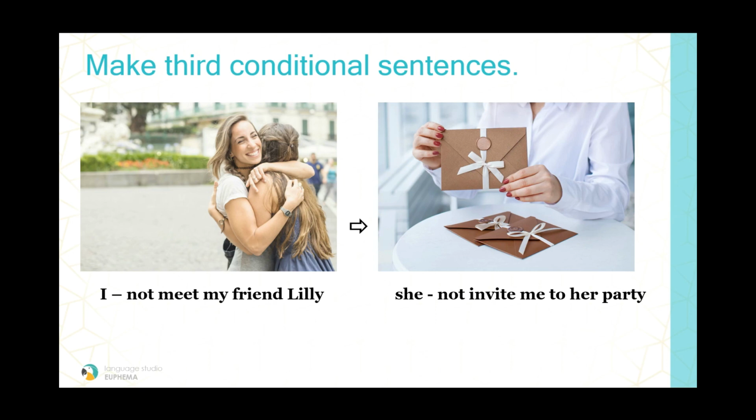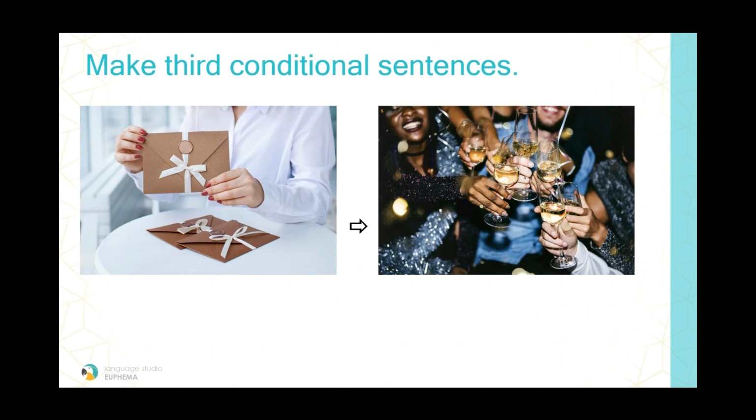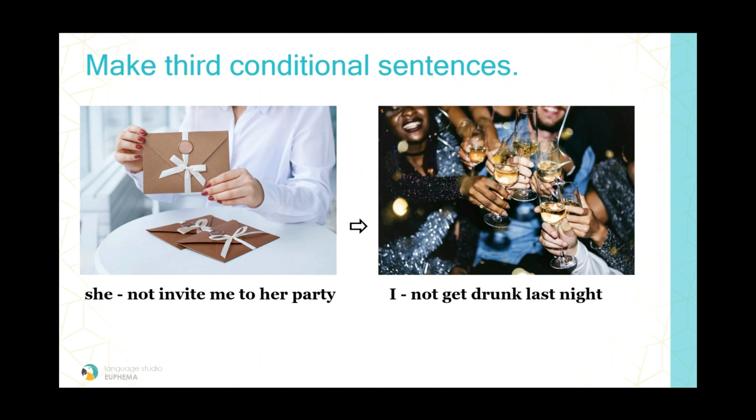Now, let's see. If I hadn't met my friend Lily, she wouldn't have invited me to her party. Good. Let's go on. So Lily invited me to her party and I got a little drunk. But what if she not invite me to her party? I not get drunk last night. Make a sentence.